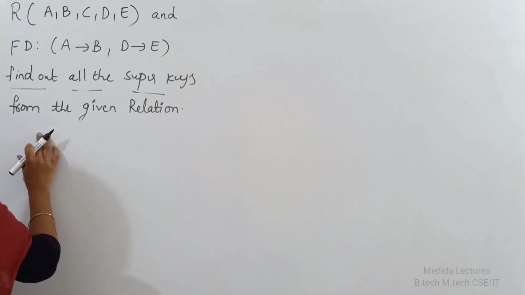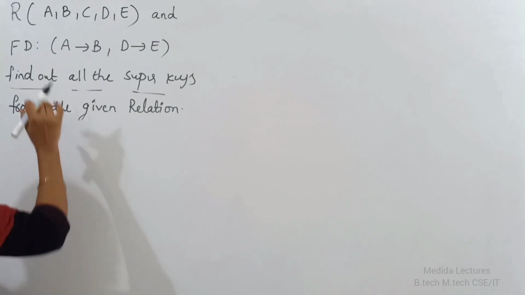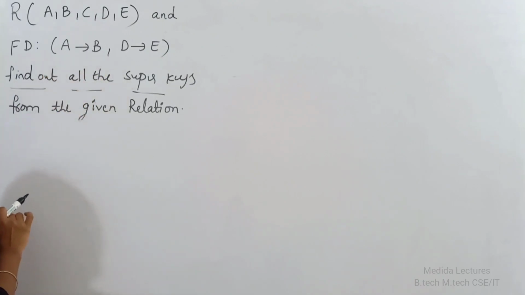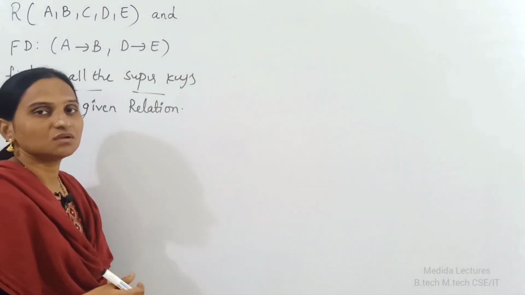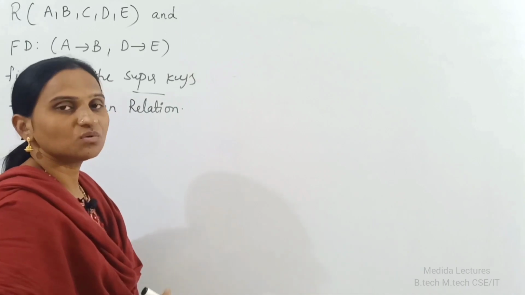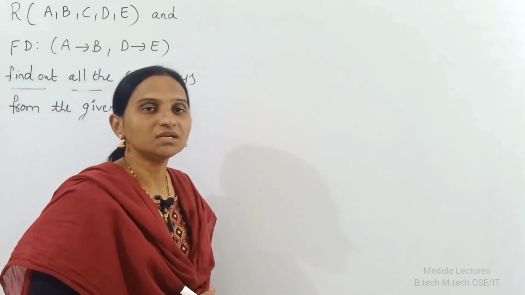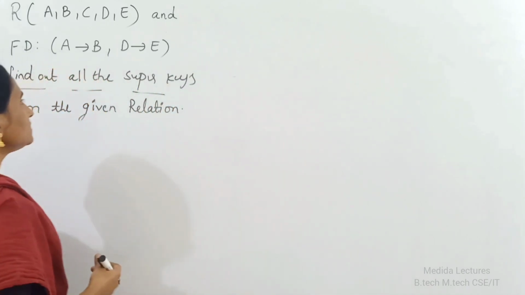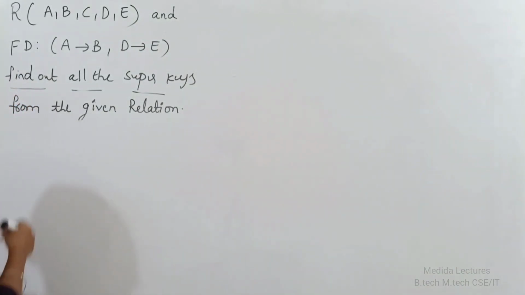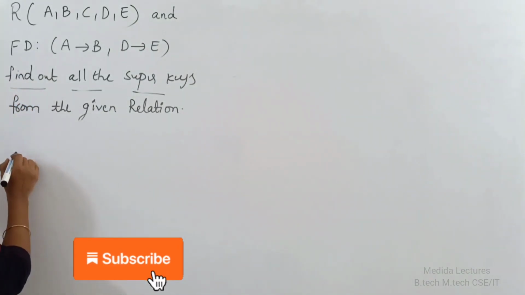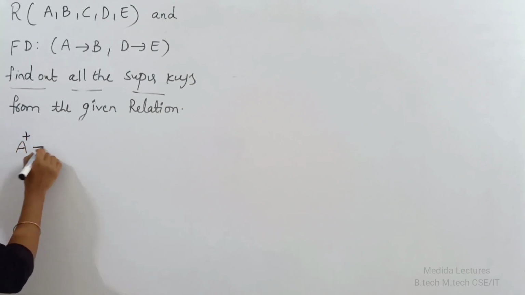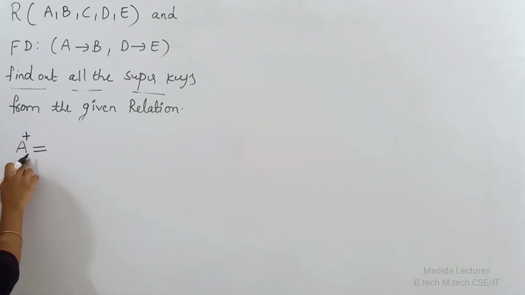So first I will identify a super key from the given functional dependencies. How do we identify whether an attribute or set of attributes is a super key or not? We have to find the closure. If the closure consists of all the attributes, then it is a super key. Otherwise it is not a super key. So first I will find a closure.